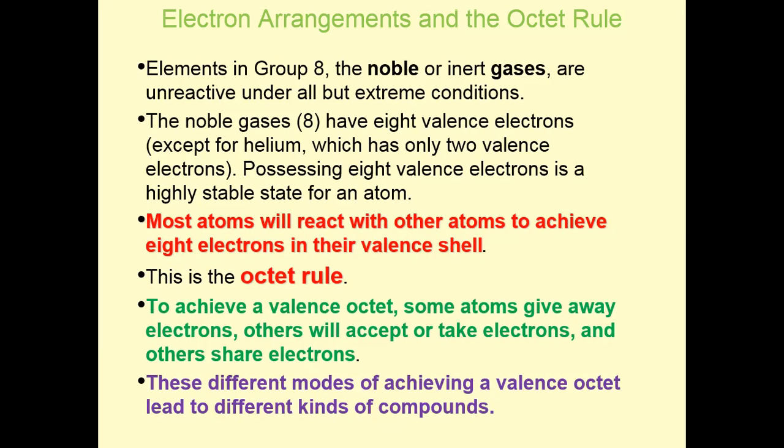Most atoms will react with other atoms to achieve 8 electrons in their valence shell. This is the octet rule. To achieve a valence octet, some atoms give away electrons, others accept or take electrons, and others share electrons. These different modes of achieving a valence octet lead to different kinds of compounds.